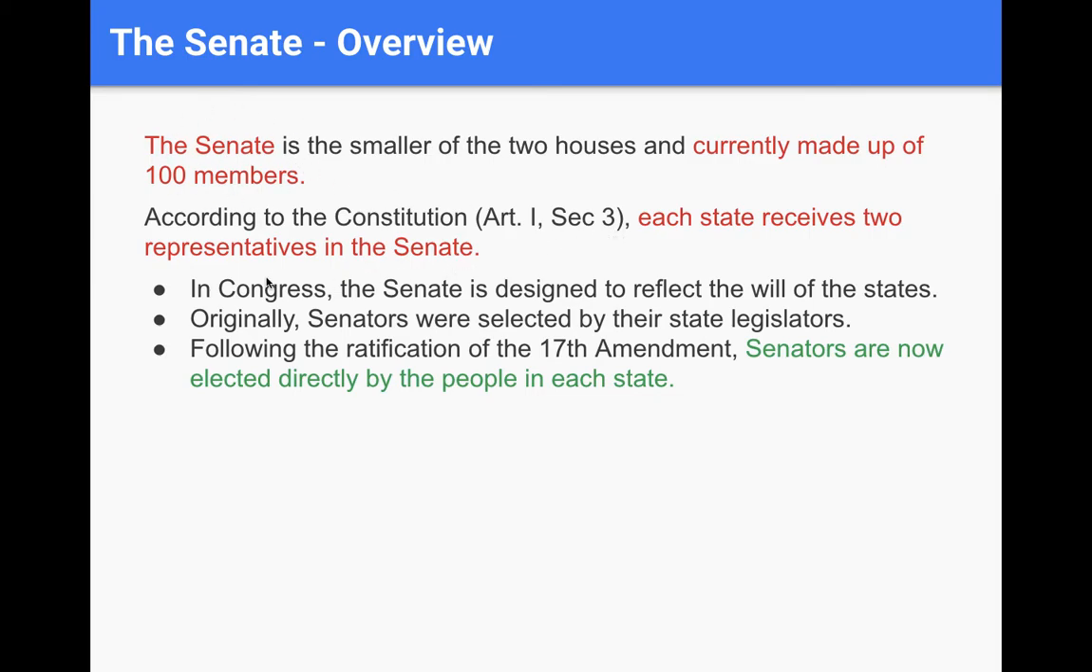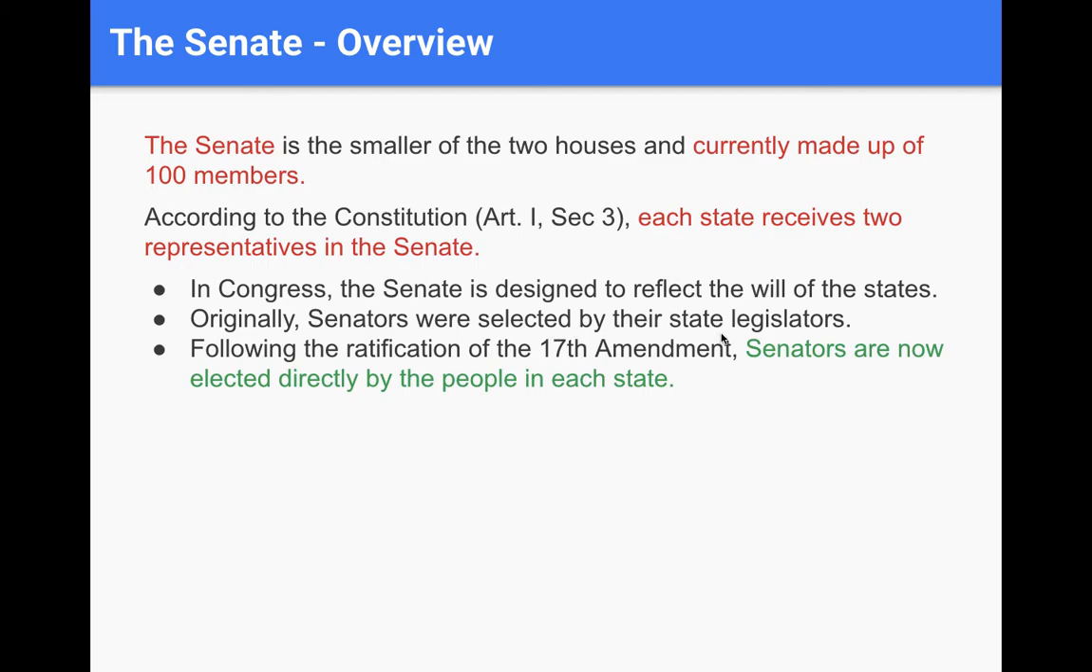Okay? In Congress, the Senate is designed to reflect the will of the states. We talked about the House being representative of the will of the people. Okay? The Senate reflects the will of the states. So that's kind of an important idea to understand, that the House is kind of the population body and representing the United States people, because each congressional district has about the same number of people living in it, where the Senate is designed to reflect the will of the states. Okay?